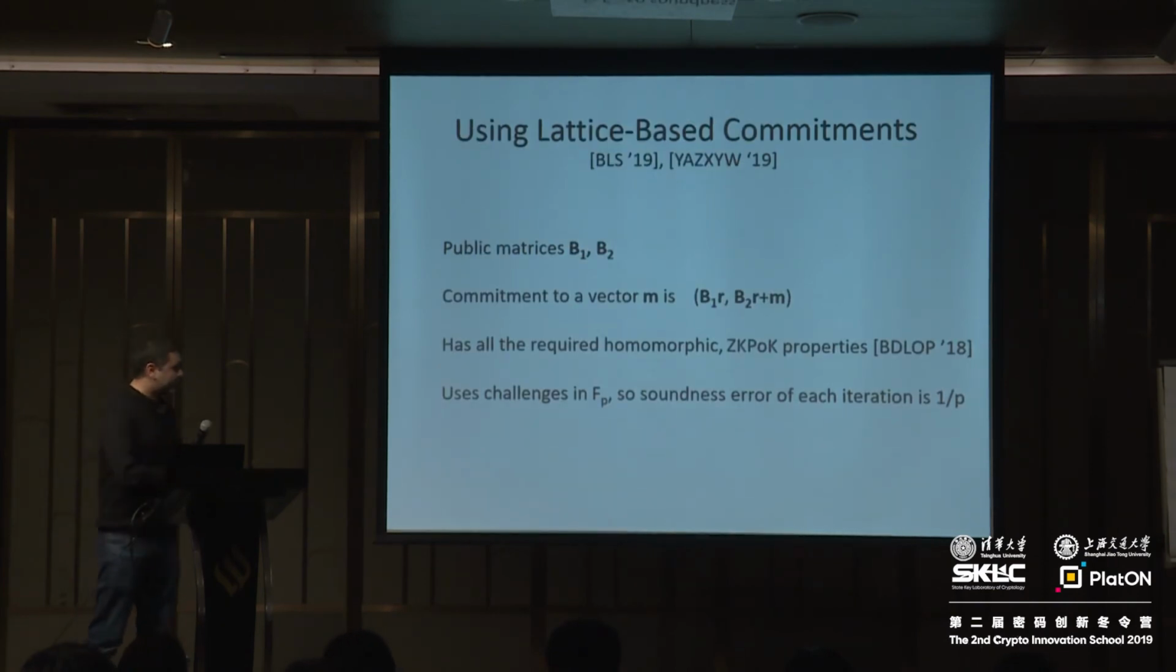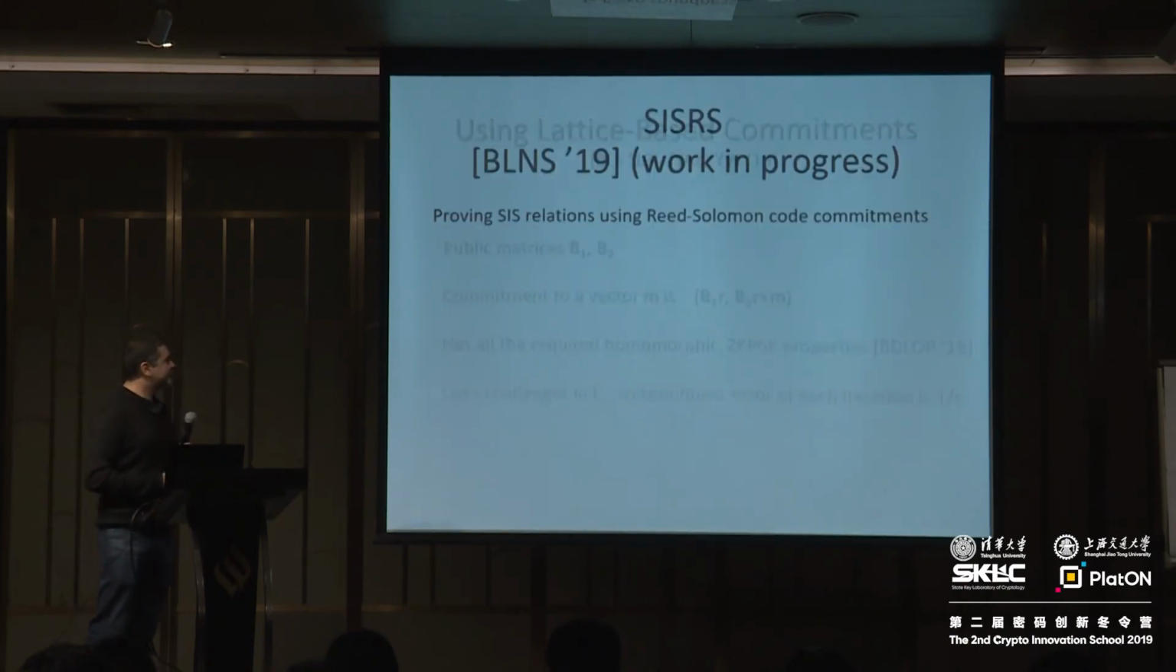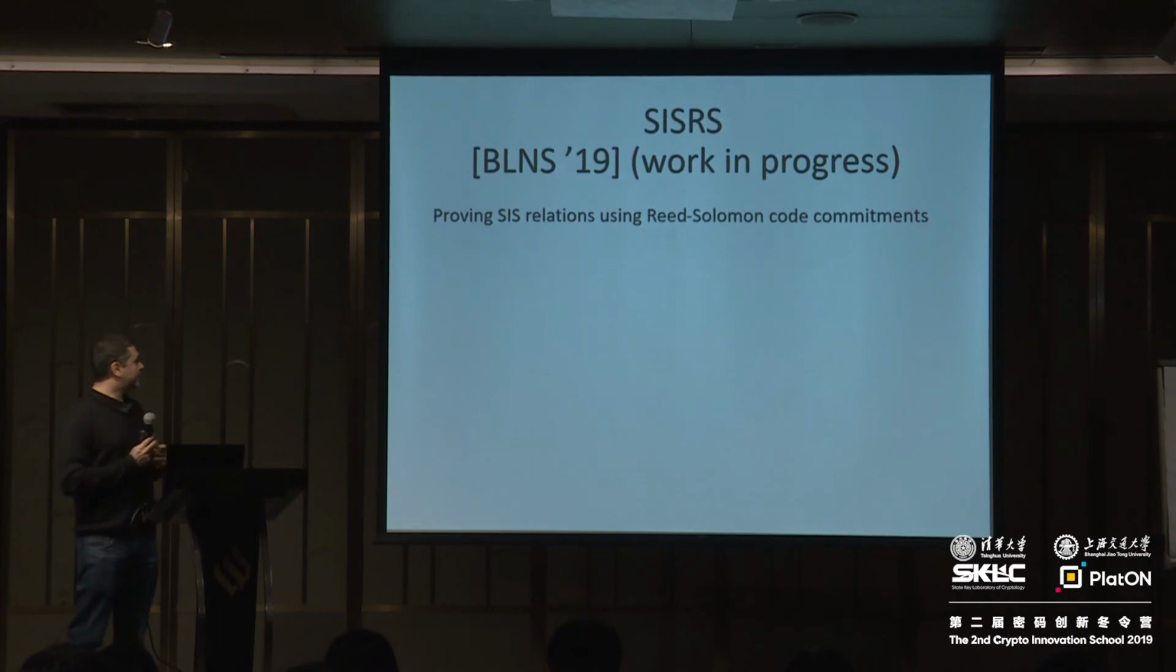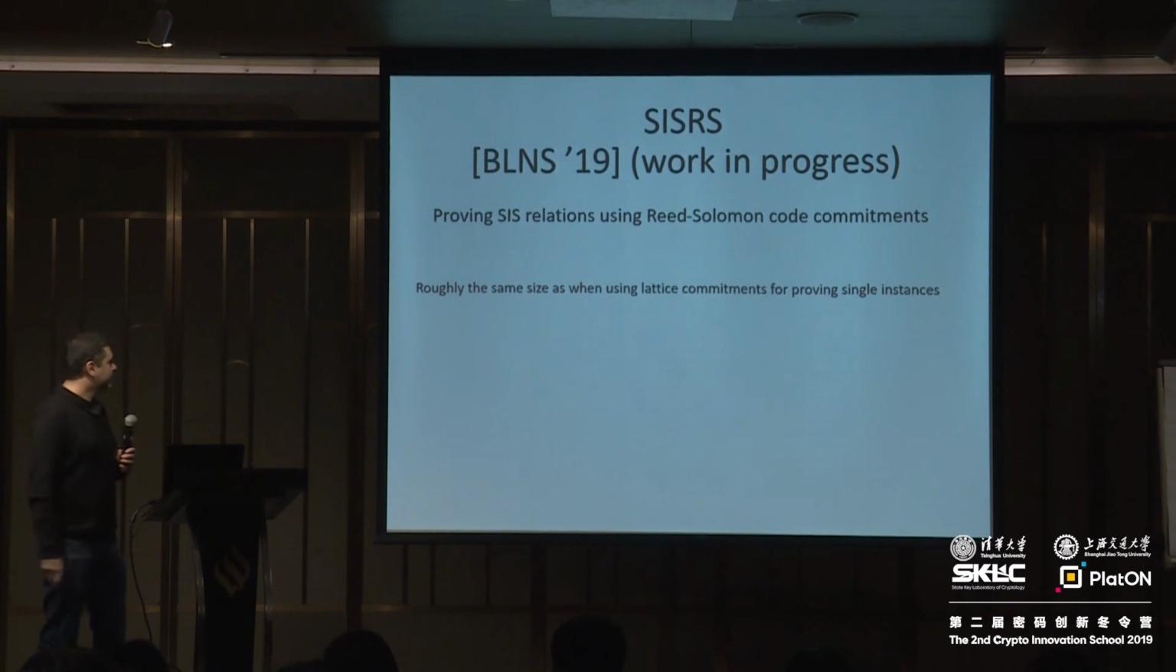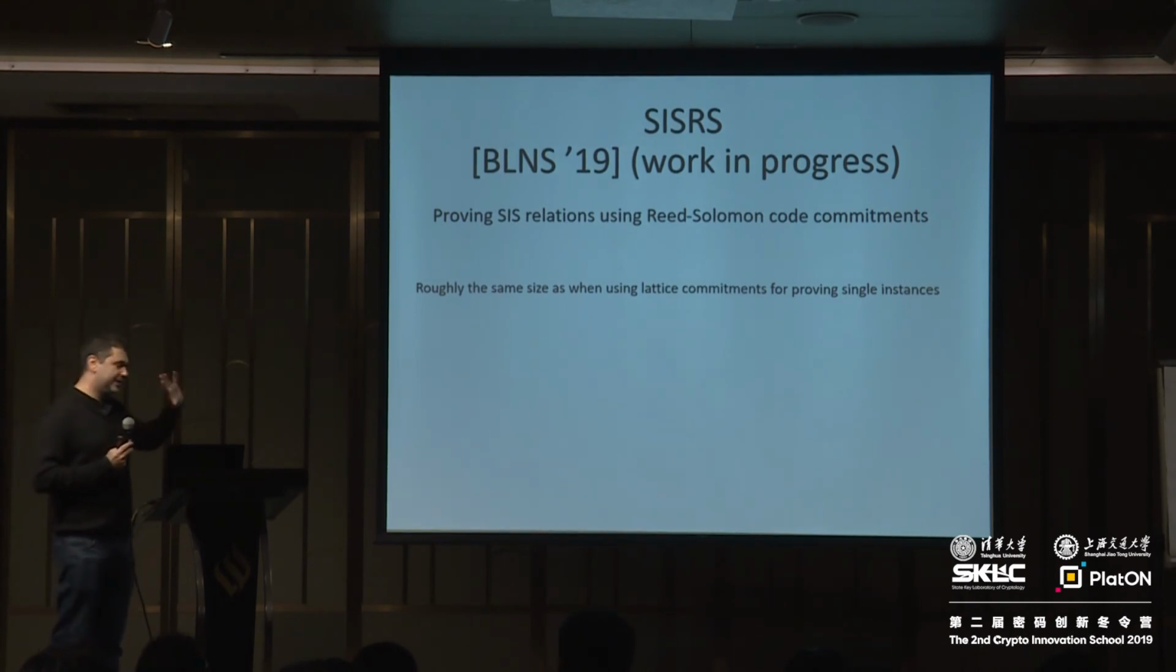So that's good. Now I'm going to show you some other things you can do, using general PCP stuff applied to lattices. This is work in progress, basically proving linear relations using Reed-Solomon commitments. These are ideas from the PCP world, but you can really use them here. It's pretty good for amortized work, and roughly the same size as lattice commitments for proving single instances. If you wanted to prove one instance, the previous thing is almost as good. If you want to prove many instances, this is going to be much better.